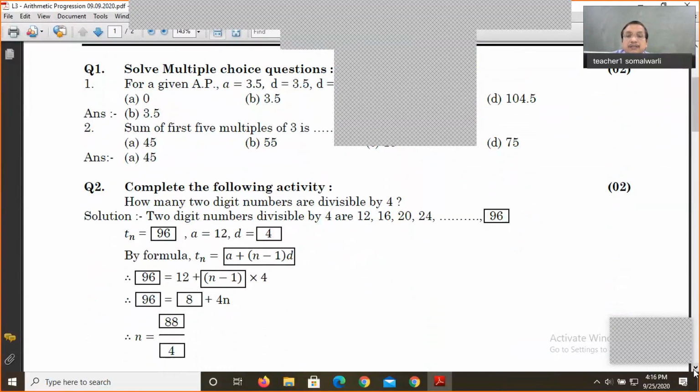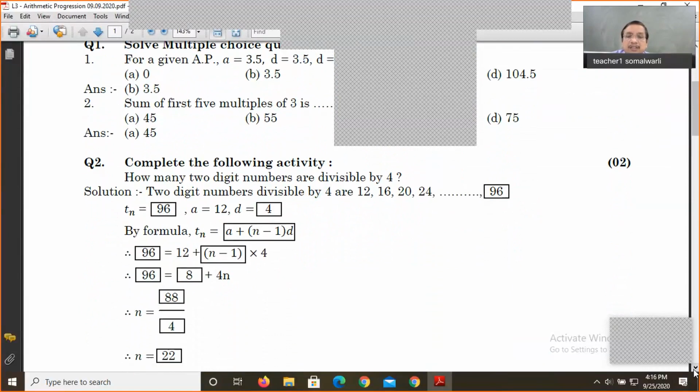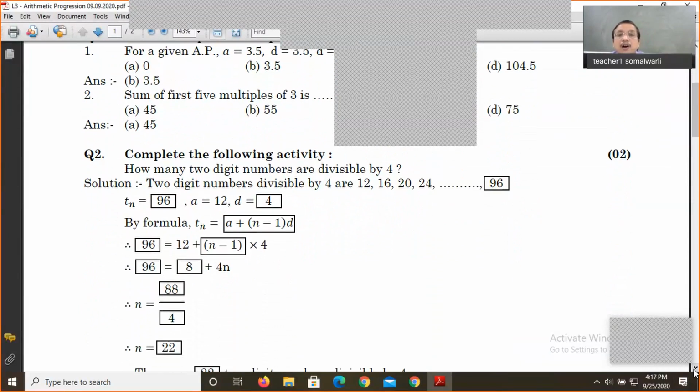The first activity, here only one activity actually, is: how many 2-digit numbers are divisible by 4? 2-digit numbers, not all multiples of 4. So 2-digit numbers start from 10 to 99. You have to find the multiples of 4 from 10 to 99, and these multiples are, as given here, 12, 16, 20 from the lower side, and the upper one is 96. So first fill up 96 as the last term.